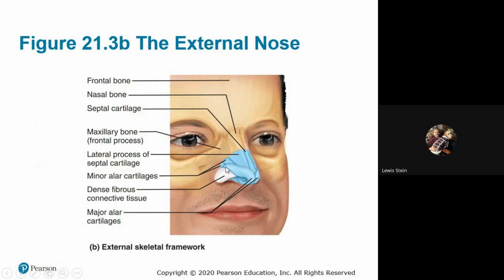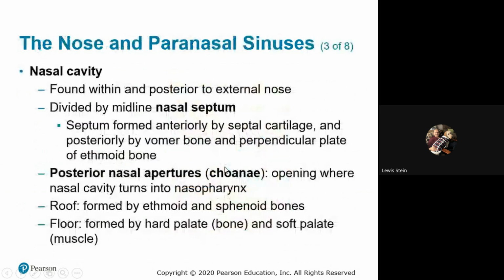Here are all the cartilages, and they all have names, and I don't care about them. There's a divider called the septum. It's cartilaginous in front because it's flexible, and it's bony behind that. You remember the perpendicular plate of the ethmoid bone, maybe, and the vomer, which is a facial bone. They are really the bony portion of the nasal septum. So when somebody breaks their nose, typically you can reset it and splint it there and hold it in that regard.